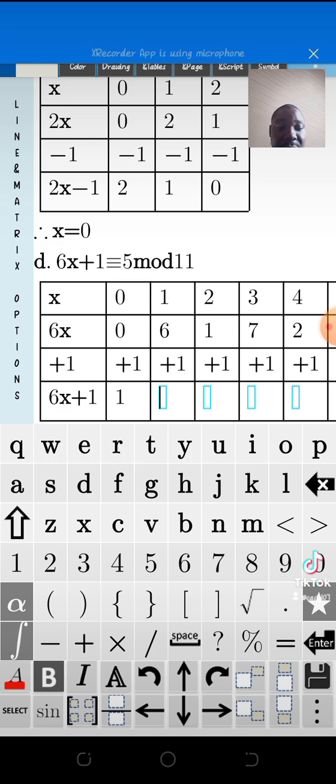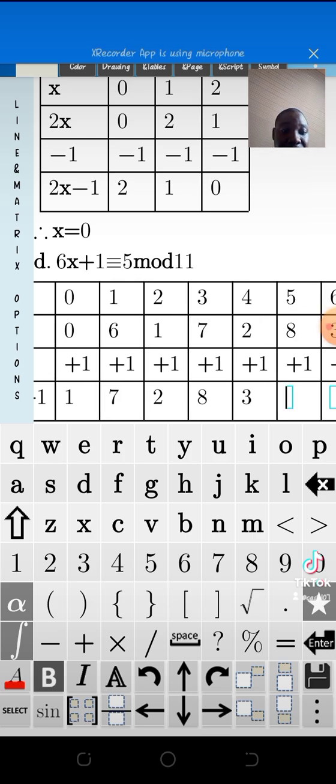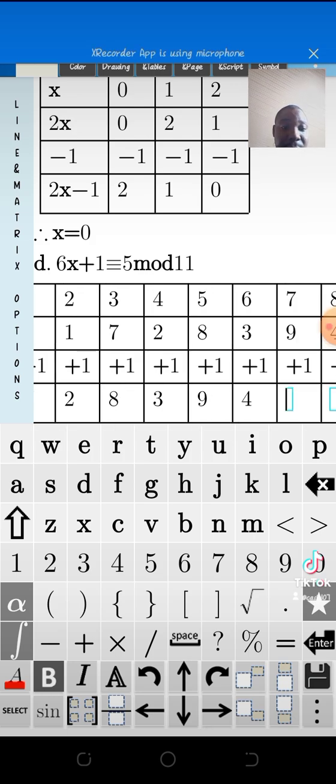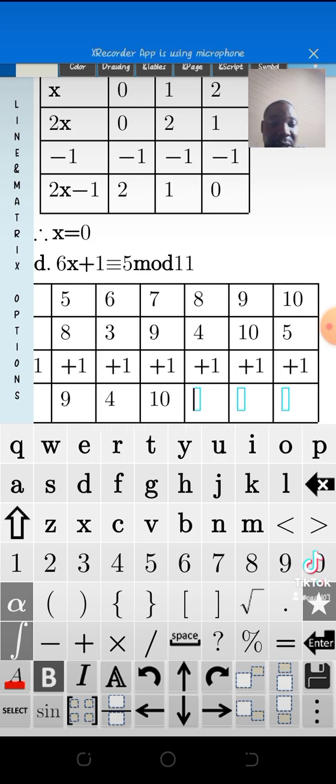Then 6 plus 1 is 7. 1 plus 1 is 2. 7 plus 1 is 8. 2 plus 1 is 3. 8 plus 1 is 9. And then 3 plus 1 is 4. 9 plus 1 is 10. And then 4 plus 1 is 5. 10 plus 1 is 11. But we are not going to write down 11. That is 1 remainder 0. And then 5 plus 1 is 6.